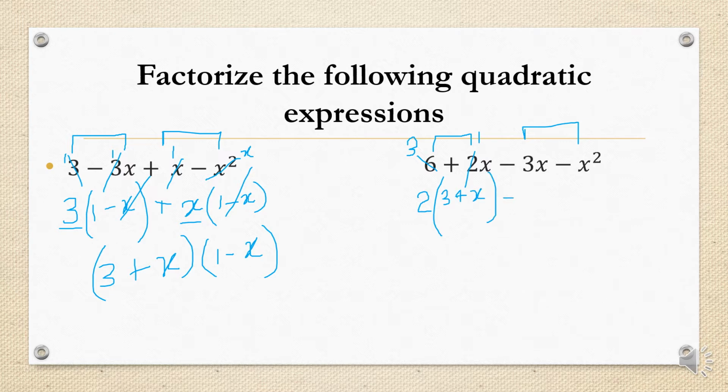Minus sign here. I'm going to factorize. What do I have in common here? X. I'm going to take 1x from here and 1x from here. So the x comes outside. I'm going to put in brackets what remains: 3 minus x. Okay, final step, put the terms on the outside in brackets. So 2 minus x goes in one bracket, and the 3 plus x goes in the other.